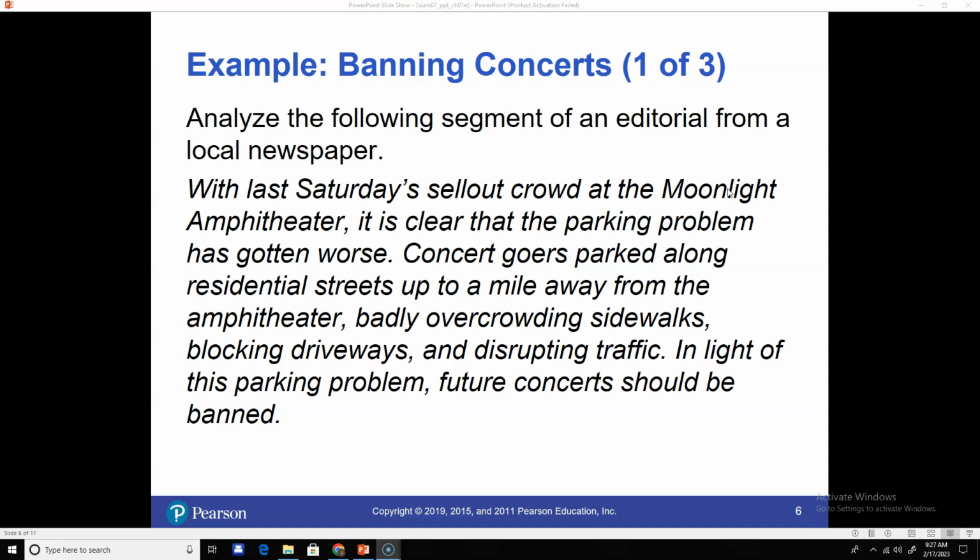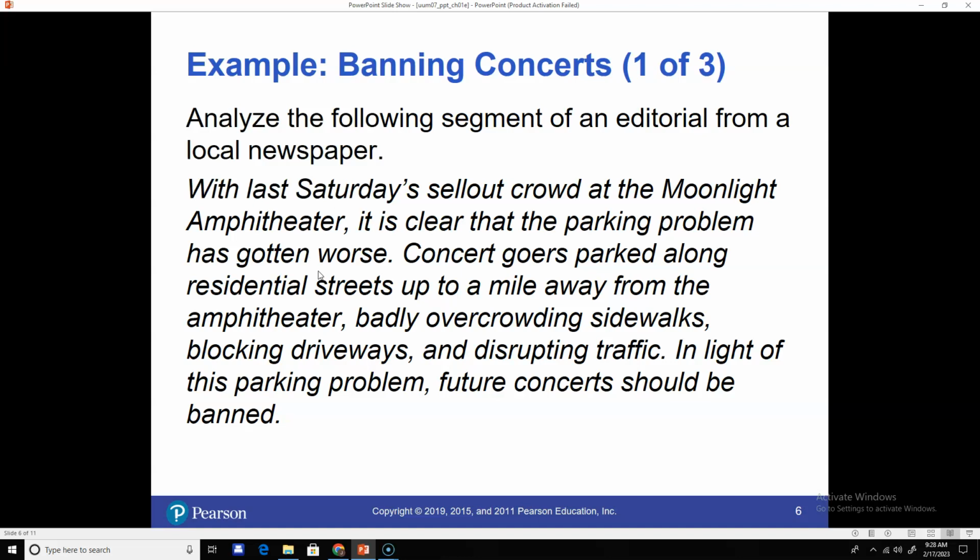With last Saturday's sellout crowd at the Moonlight Amphitheater, it's clear that the parking problem has gotten worse. Concert goers parked along residential streets up to a mile away from the amphitheater, badly overcrowding sidewalks, blocking driveways, and disrupting traffic. In light of this parking problem, future concerts should be banned. Okay, well, there's your conclusion, this time coming at the end. They're asking us to ban future concerts. So that's the action. What is the premise?